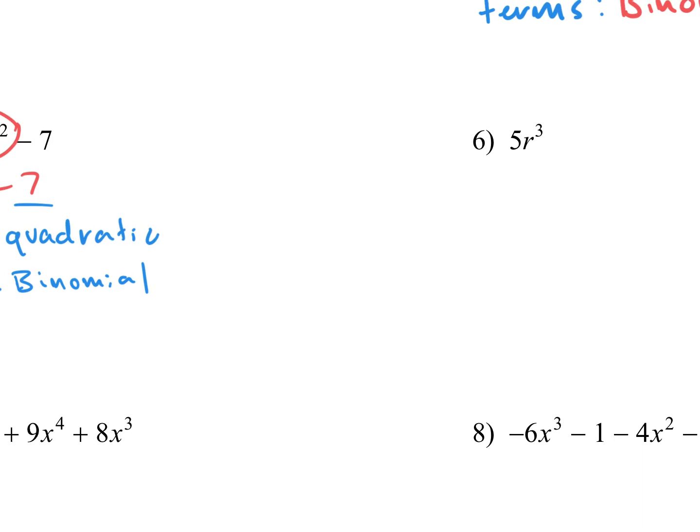All right, number 6. It's just 1 term, so already in standard form. How do I classify it by the degree? Cubic. And the number of terms? Monomial. It's just 1, so monomial.